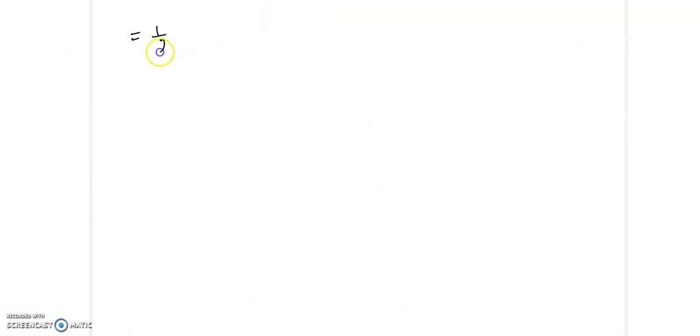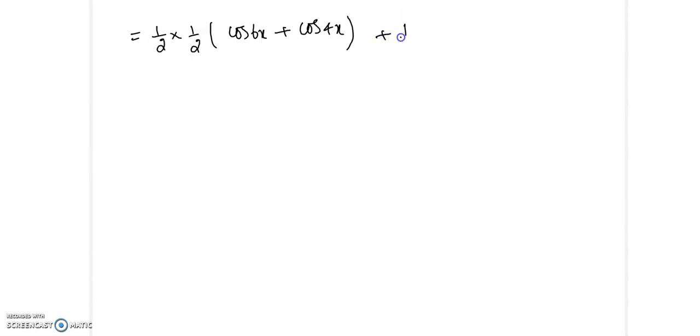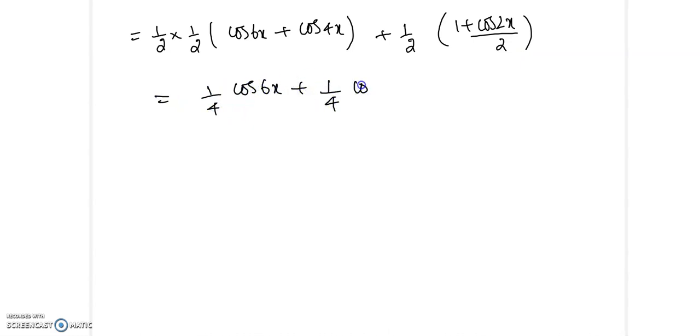So that will be 1 by 2 into 1 by 2 [cos 6x plus cos 4x], and 1 by 2 cos square x is 1 plus cos 2x. So we get 1 by 4 cos 6x plus 1 by 4 cos 4x plus 1 by 4 plus 1 by 4 cos 2x. So let us take the nth derivative now.